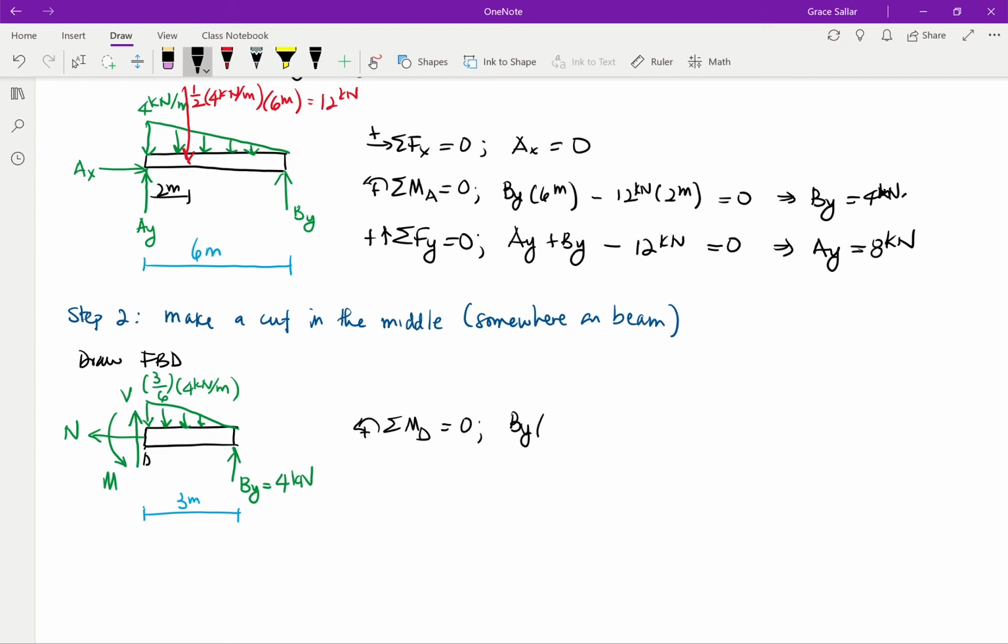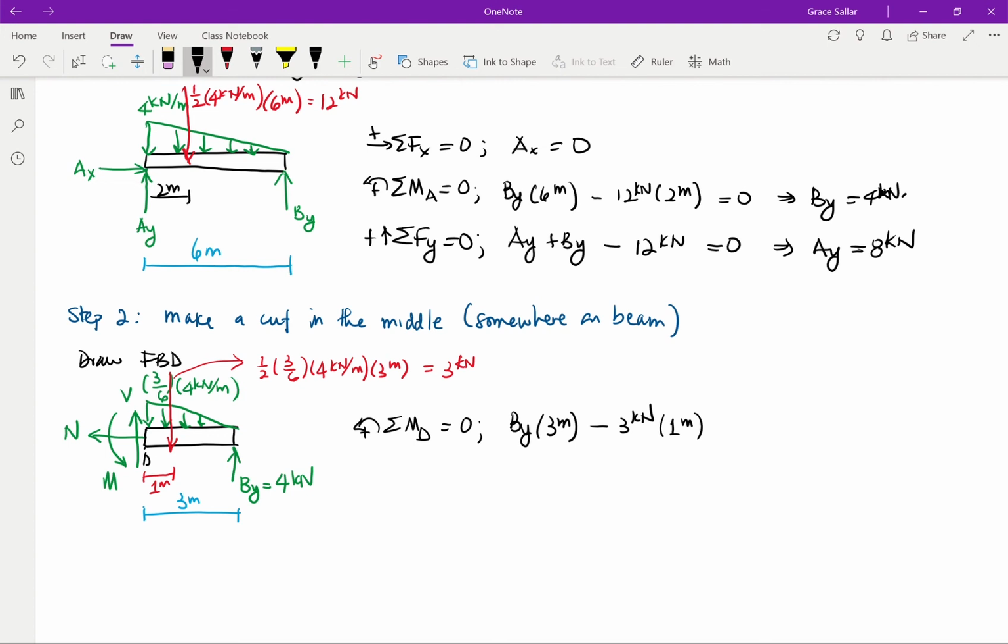We have BY times 3 meters. And remember that this is right here in the middle. So we have 1/2 times 3 over 6 times 4 kilonewton per meter times 3 meters. That's going to give us our concentrated load, so 1/2 times 4 times 3 gives us 3 kilonewtons. And that's acting only about 1 meter away. BY is going in the positive direction, so it's BY times 3 meters. And then we have 3 kilonewtons from the concentrated load version of the distributed load, going about 1 meter away.